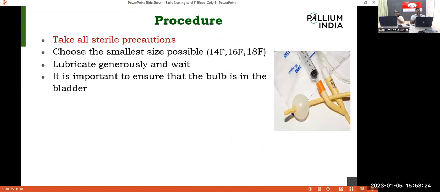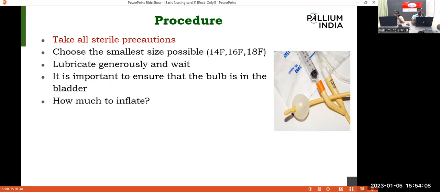Procedure. All procedures should be done in a sterile manner only. Take all sterile precautions while doing the procedure. First of all, for performing catheterization for a person, we use the smallest size, 14 size catheter, mainly in our practice here. By the doctor's order, any size is recommended, otherwise 14, 16 or 18 size catheter is mainly used. Before introducing, lubricate the catheter well with jelly.